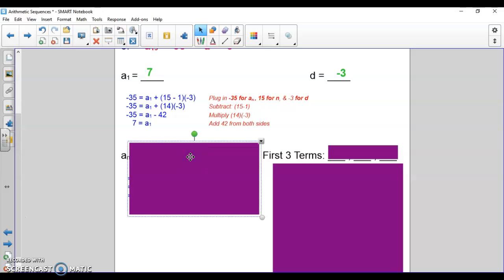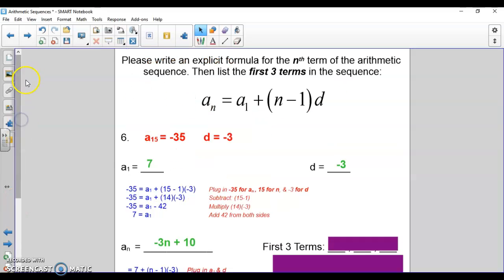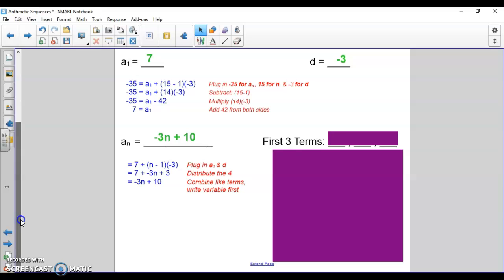Then I do what I did in the last example that I talked through. Plug it in, you have a sub 1, you have d. Plug it in, find the explicit formula. It's negative 3n plus 10. The second part of this type is I ask for the first 3 terms in the sequence. First 3 terms are 7, 4, and 1. I had 7 already. I found that.